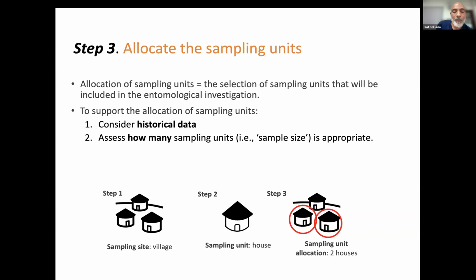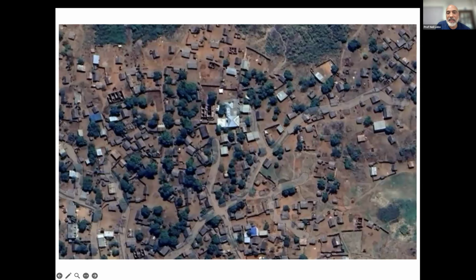What is appropriate? So let's say in step one, we have the sampling site, which is a village. Step two, we figure out that our sampling unit is the house. And in step three, in this village of 3 houses, we have allocated 2 houses, just as an example. Here's a study, this is the Mozambique study again, where here's the village we selected, the sampling unit was a house, and those are the houses we selected to sample data from.